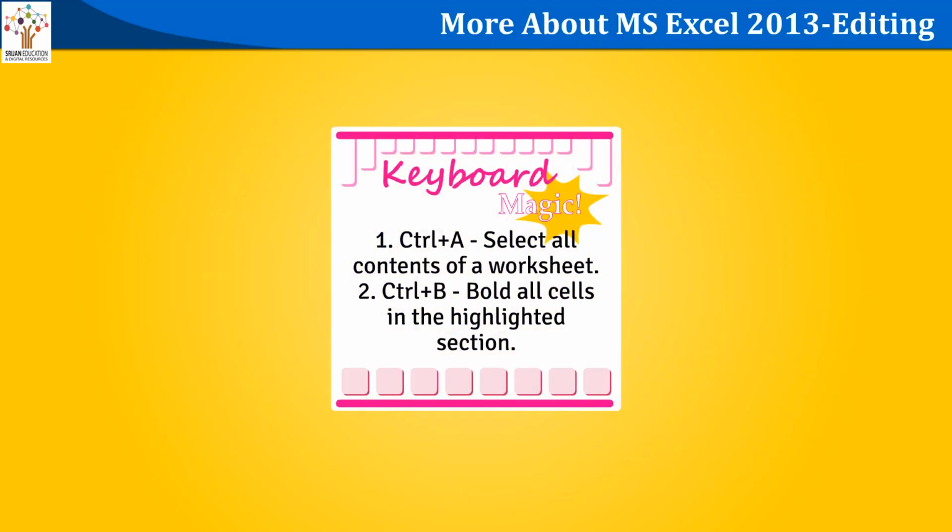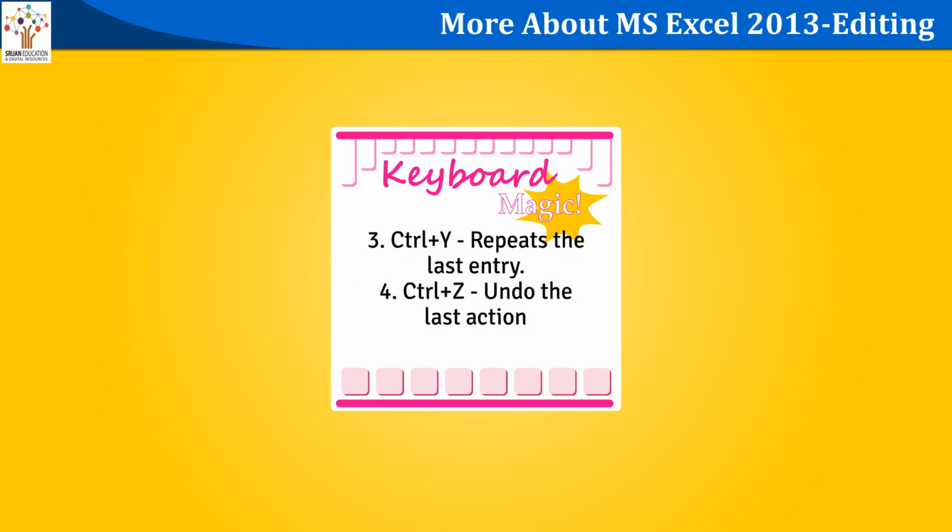Keyboard magic. Ctrl plus A selects all contents of a worksheet. Ctrl plus B bolds all cells in the highlighted section. Ctrl plus Y repeats the last entry. Ctrl plus Z undoes the last action.